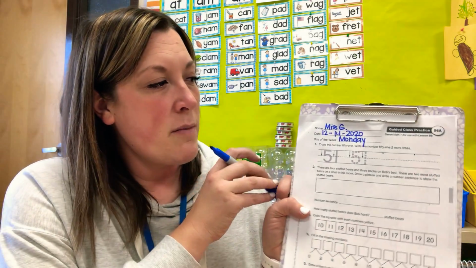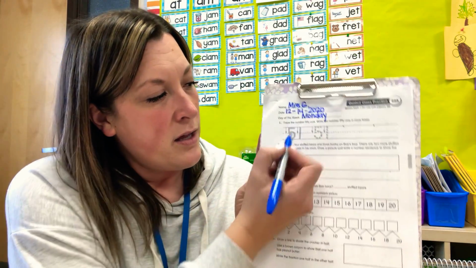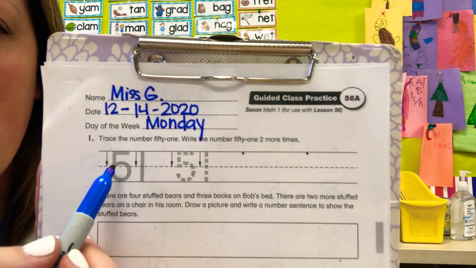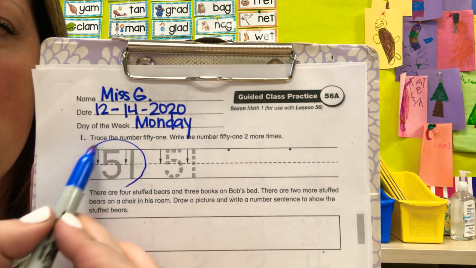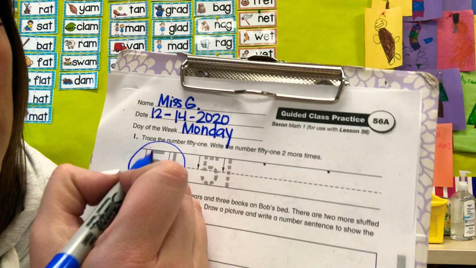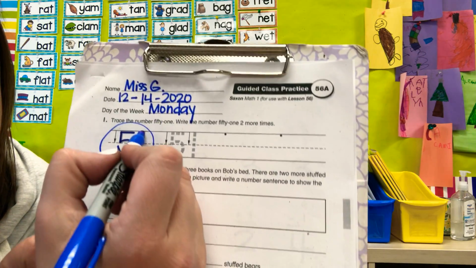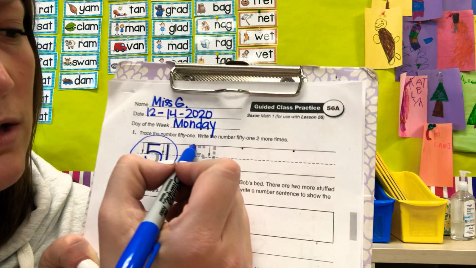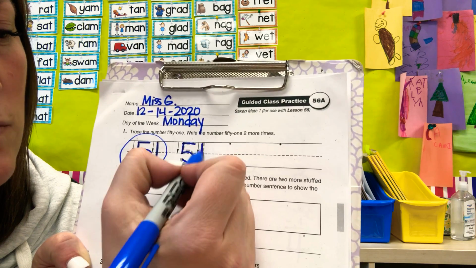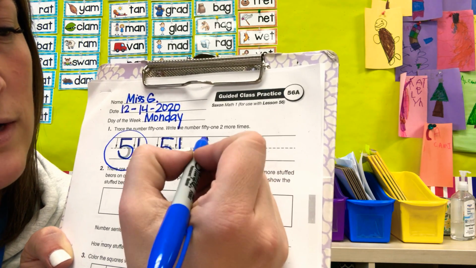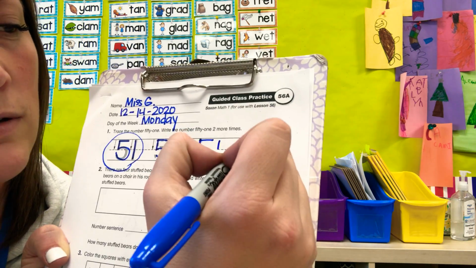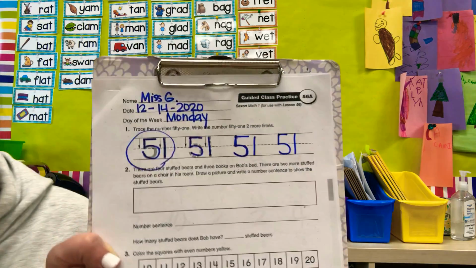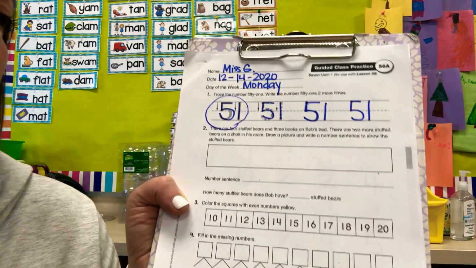Okay, trace the number 51. A 51 has 2 digits, a 5 and a 1. So this first number is a digit, the second number is a digit. Together 51 has 2 digits, okay? Down and around and give it a hat. Come straight down and that is all to make the number 51.